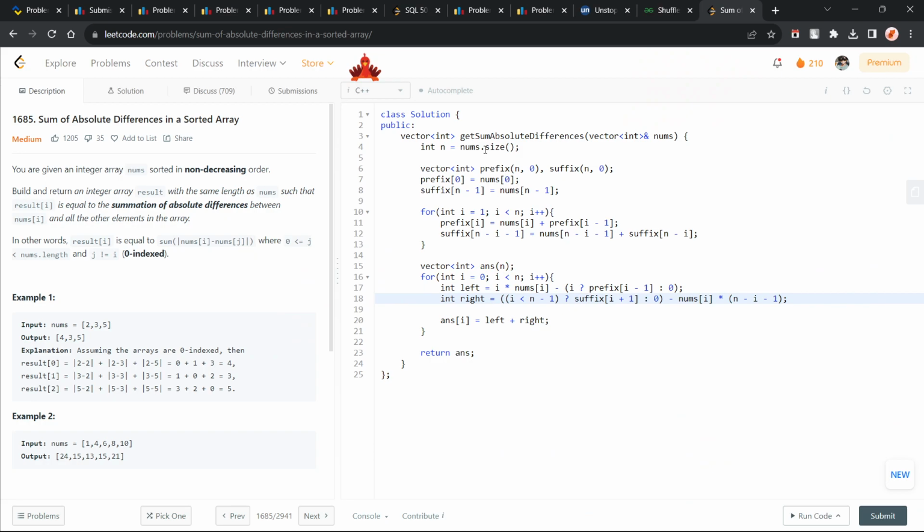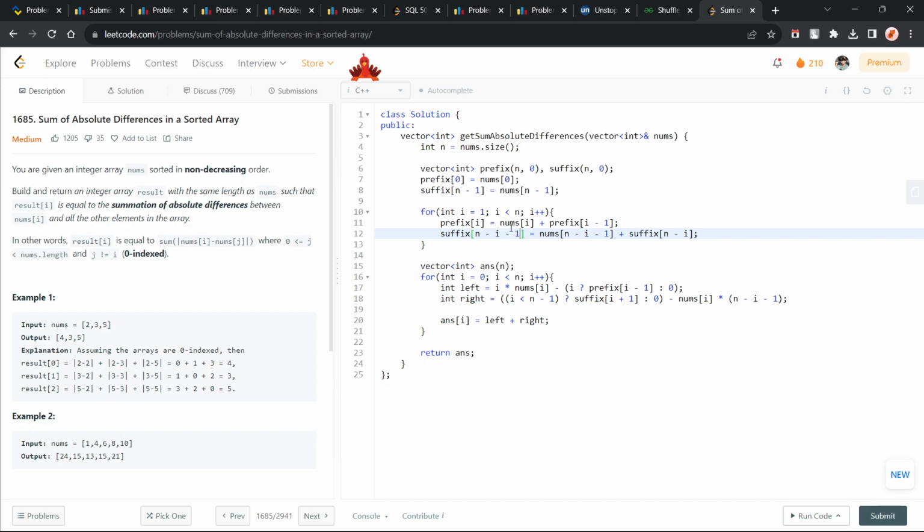So what I have essentially done is, I have first of all taken an integer n to store the size of the nums array. Now I have created a prefix and suffix vector, right? This is a very basic thing, you must be already familiar with this technique. I have taken prefix of 0 as nums of 0 and suffix of n minus 1 as nums of n minus 1. Then for all the other values, I am calculating the prefix and suffix array.